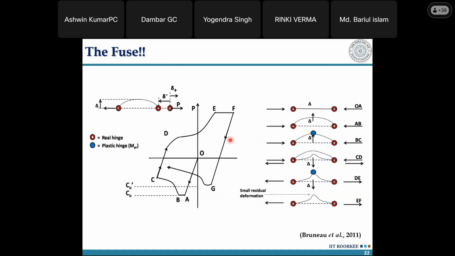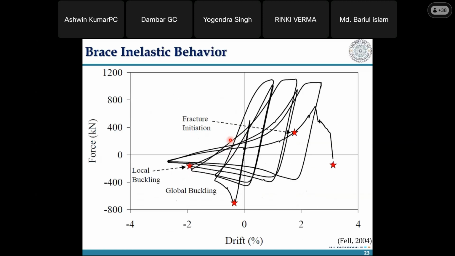Maybe, I'm not claiming that it is wrong, but you can see here also, this is one more hysteresis curve where, let's say, this is the beginning, this is the elastic cycle where everything is okay, there is no energy dissipation in the elastic cycle.